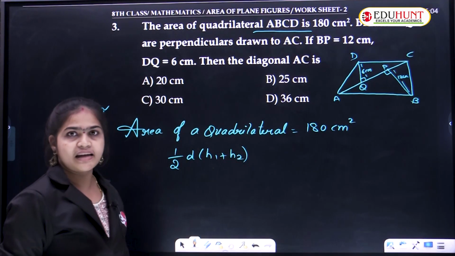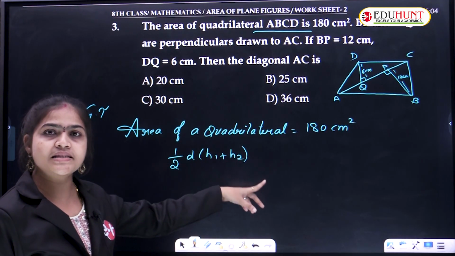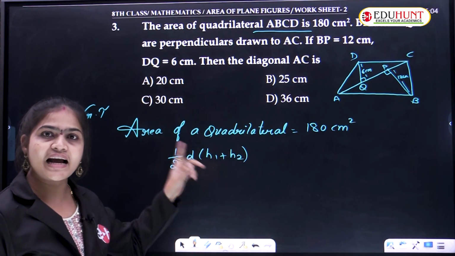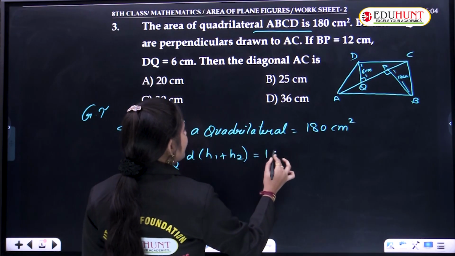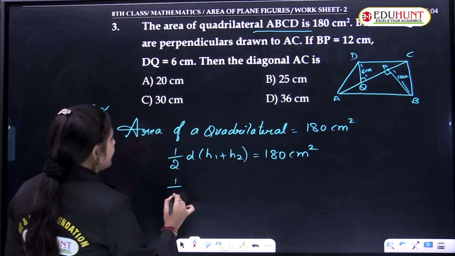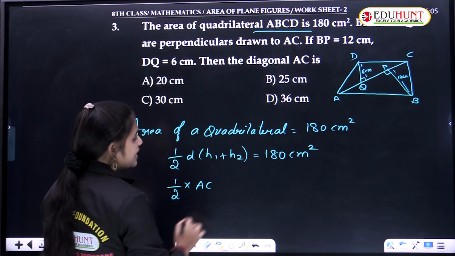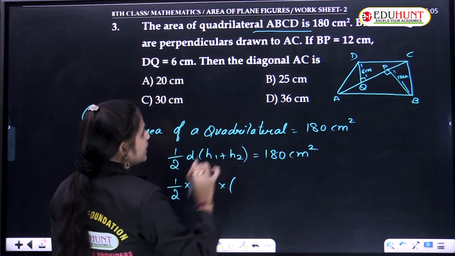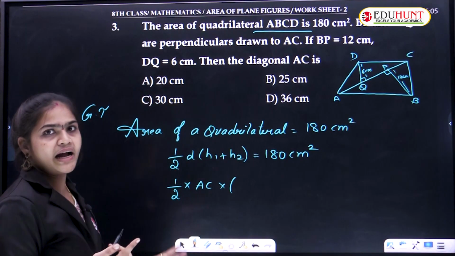Heights are given and the diagonal they ask, means this is the formula, no? Half D into (H1 plus H2). H1, H2 are the heights. D is the diagonal. Okay? Which is equal to 180 centimeters square. Now here, half into diagonal, what is the diagonal here? AC is the diagonal, into H1. H1 means anything you can consider as H1, and H2 means the two heights.